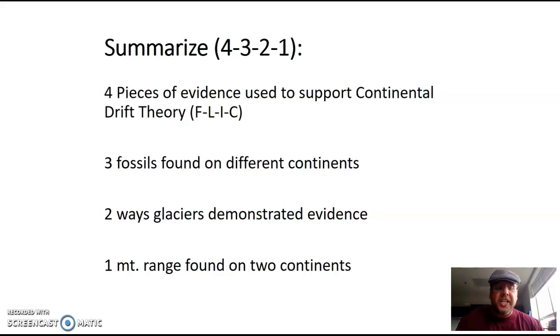I hope you enjoyed this little presentation on my evidence. I will ask you now to look at the summarize to see if you can do this yourself and know about the evidence for continental drift. You are all my student geologists, my paleontologists. Please help me to fight for continental drift.